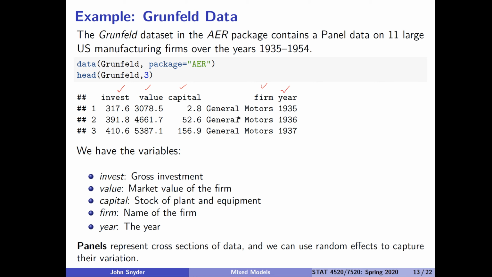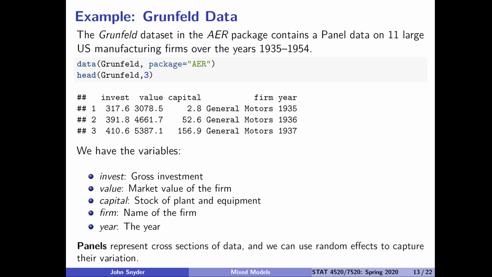A lot of times folks will call this panel data, and they define that as representing cross sections of data. So in this case, a firm or a year could be a specific cross-section of data for which correlation exists within that cross-section. But as we just talked about, these panels can be represented by random effects, specifically having random slopes to allow covariates and the response, those relationships, to change.